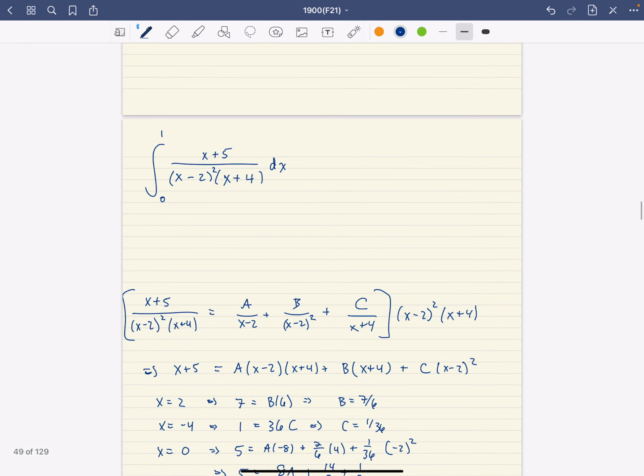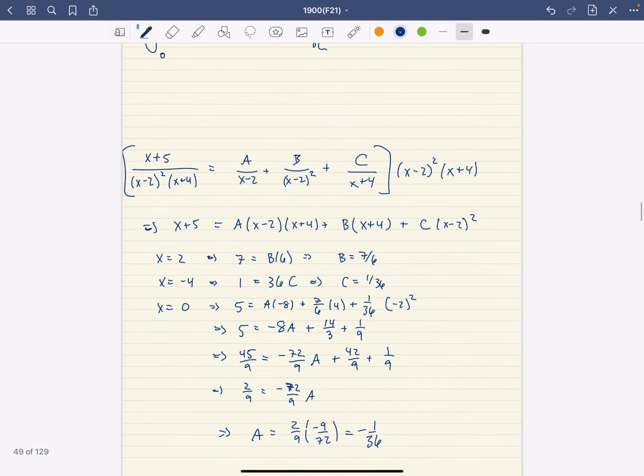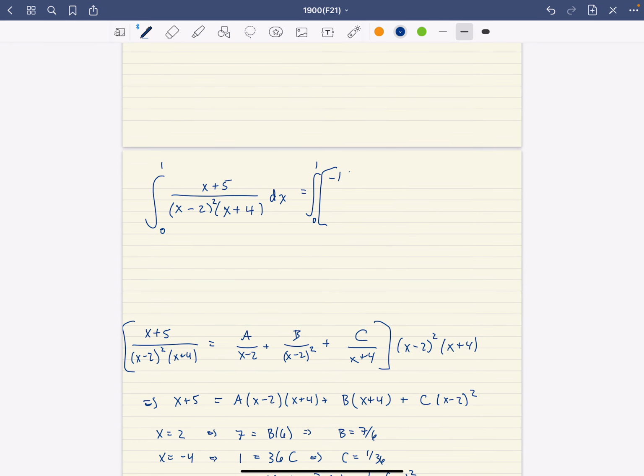Our partial fraction decomposition we just found to be, so this is the integral from 0 to 1. Our a was negative 1 over 36, all divided by x minus 2, plus b, which was 7 over 6, all divided by x minus 2 squared, plus c, which was 1 over 36, dividing x plus 4. And so we're ready to integrate. We don't need to write any more integrals.